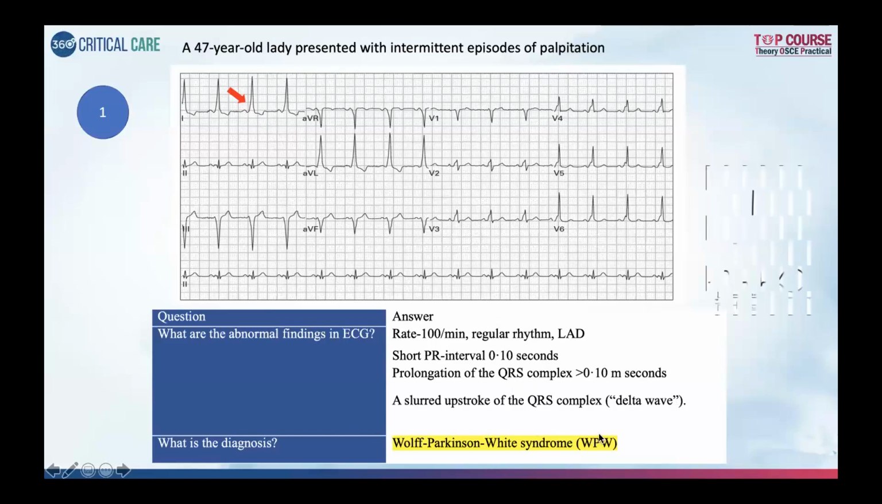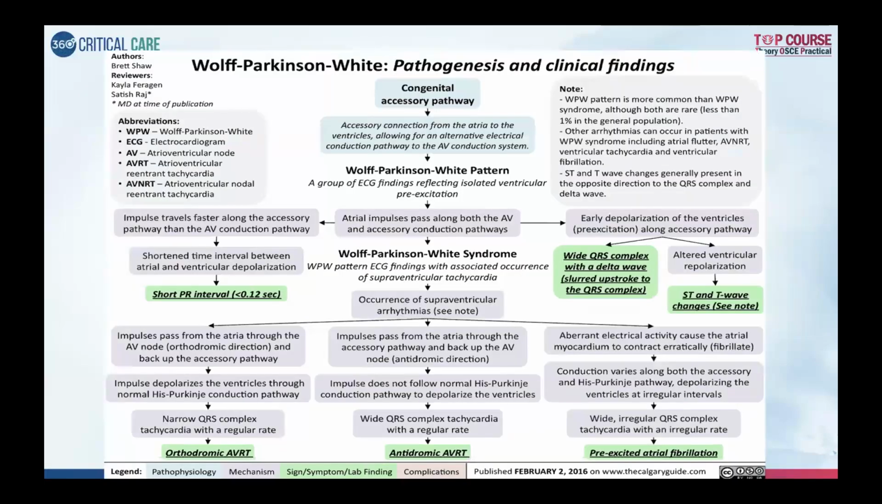Okay, next the discussion would go into the etiology. So how does this happen? It can be congenital and abnormal, the Kent connection between the atria and the ventricle. And when this happens, it can be an orthodromic conduction or an antidromic.